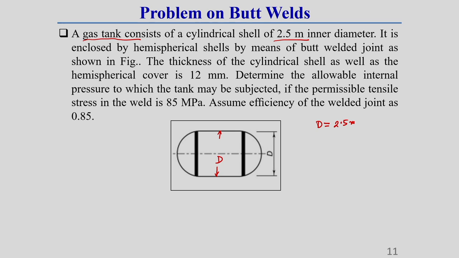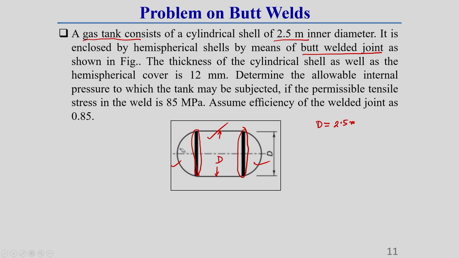It is enclosed by a hemisphere. Here you see this is one hemisphere, this is another hemisphere. So, this gas tank is enclosed by hemispherical shells on both sides by means of butt weld joint, as shown in this figure. These two hemispheres are joined together with this cylindrical gas container by using butt weld. Here the black color represents one butt weld, and this is another butt weld.